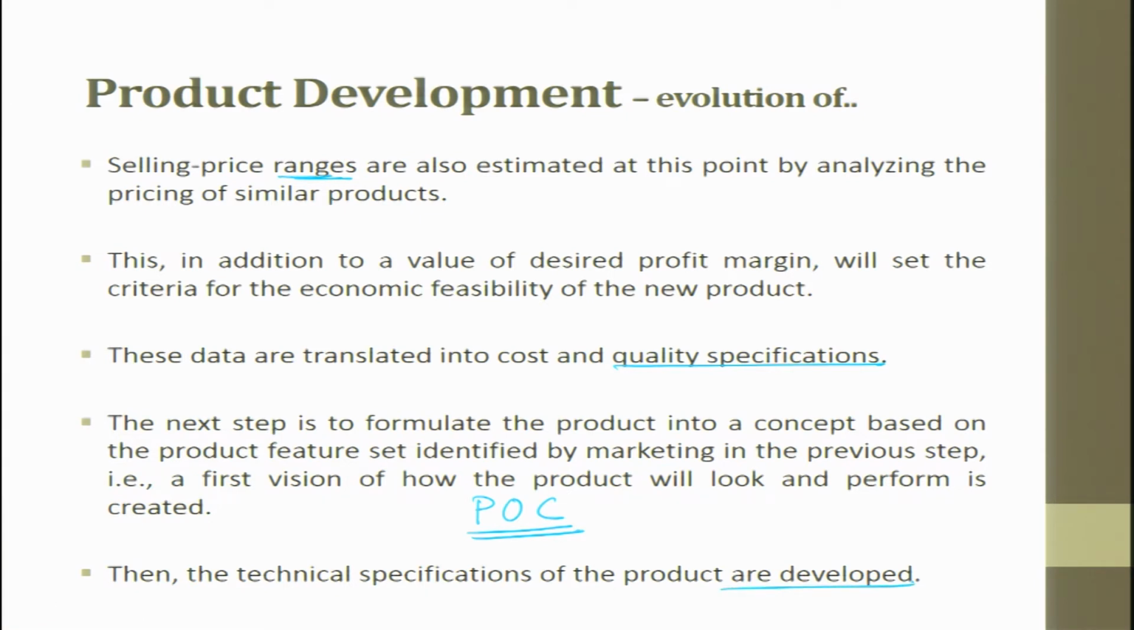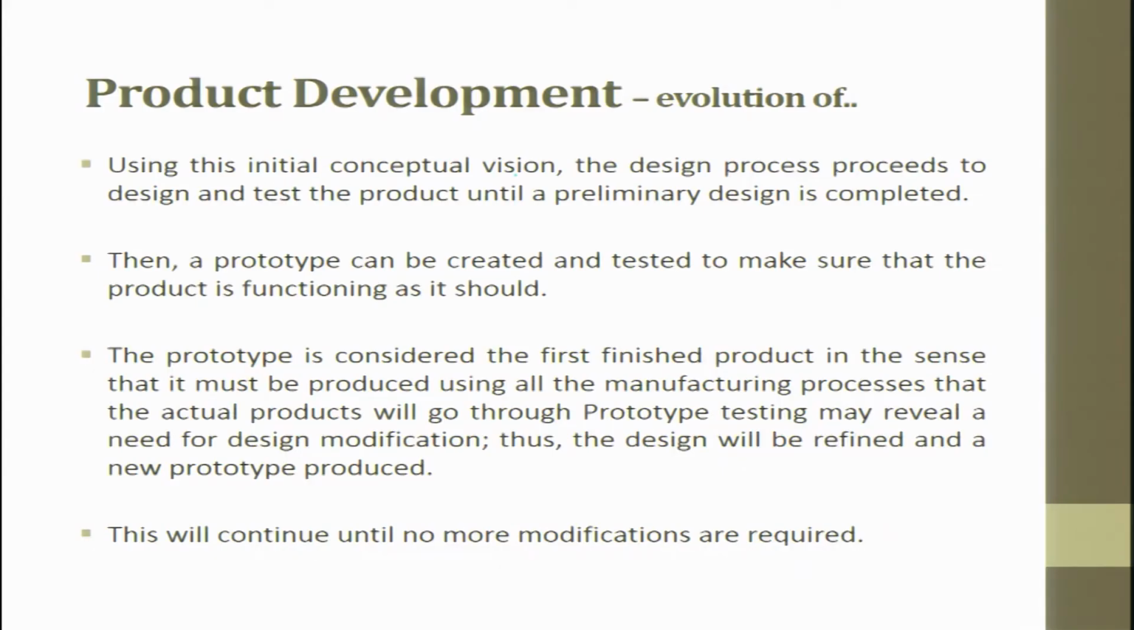So, when you talk about dosa, what are the technical specifications? The technical specification is going to be time, then in terms of taste, and third in terms of maintainability. Using the initial concept vision, the design process proceeds to design and test the product until a primary design is completed. So, POC and then design specification is now, to a large extent, completed.